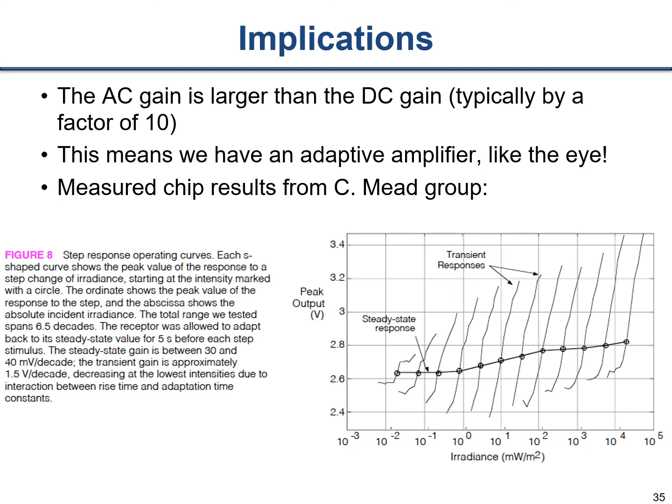And so as a result, here's some measurements from Carver-Mead's group at Caltech describing this. We can see that the steady state response increases slowly with the log of the intensity, and yet the transient response has fairly large gain instantaneously. That's exactly how the eye is working, and that's exactly what they were able to build in this particular circuit.